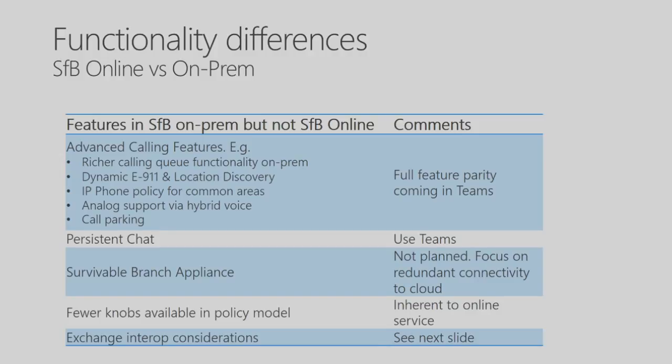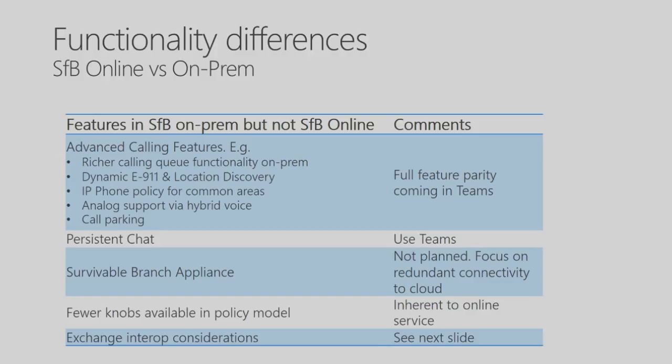We have the survivable branch appliance, which helps folks if they lose connectivity to their headquarters office. At this point, we're not investing in that kind of solution. We think a better solution is to focus on having redundant connectivity. And if you've got that, then you're going to be able to meet all your needs. Another thing I mentioned is that because the service is online, you're not going to have quite as much control through policy of all the little ins and outs that you have when it's on-prem and you own everything, right? That's kind of inherent to being an online service.